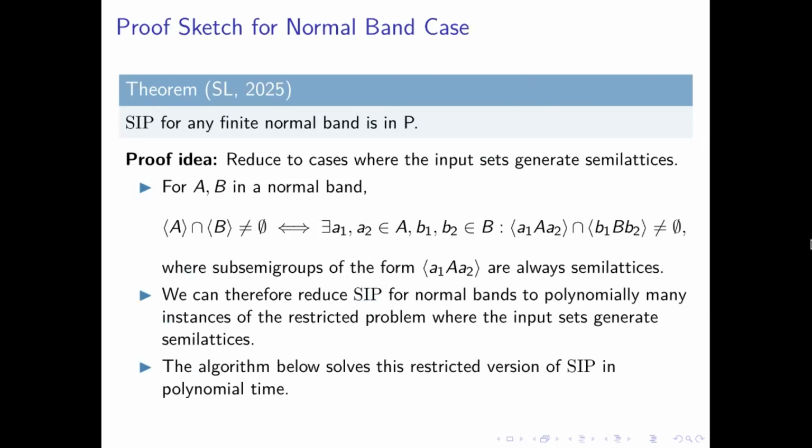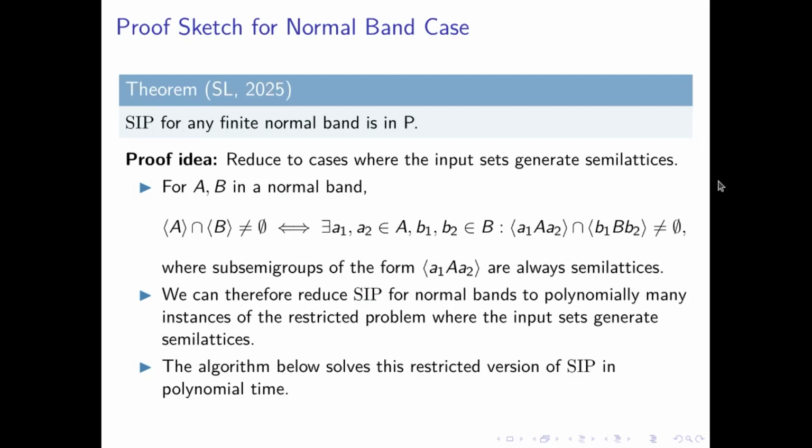So SIP for any finite normal band is in P, but the idea is this problem, SIP for finite normal band, reduces to cases where the input sets generate semilattices. Given any subset, any generating set in a normal band, if they have a common element in their generating sets, if we fix the first element and last element, they become semilattices.